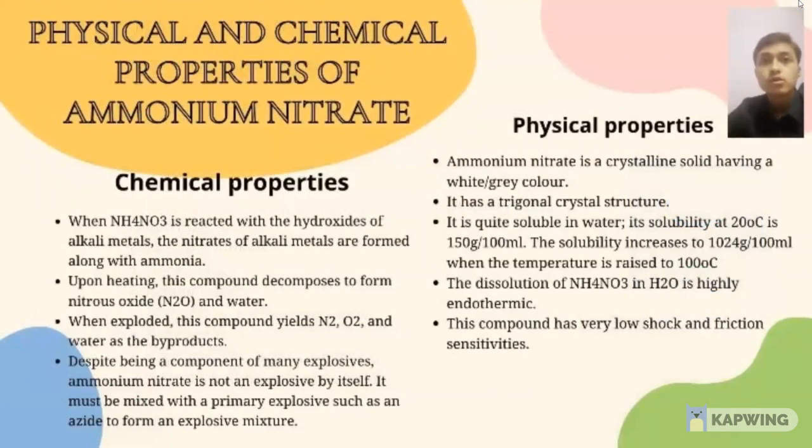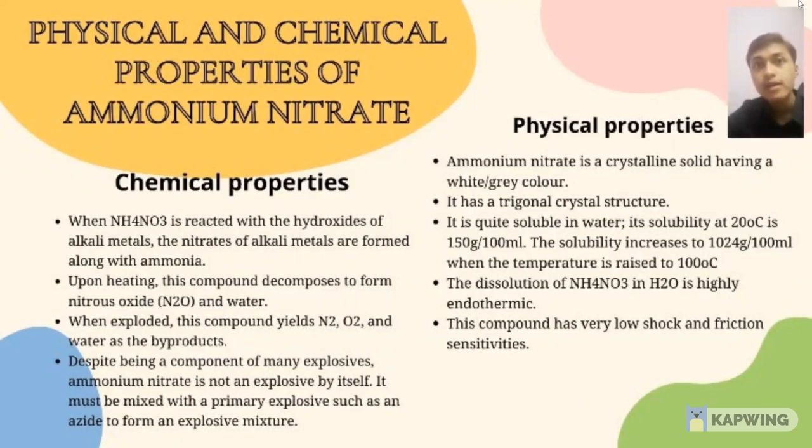So hello guys, my name is DANY HAIKAL, and I'm going to explain the physical and chemical properties of ammonium nitrate. So we go to the chemical properties of ammonium nitrate. For the first one, when ammonium nitrate reacts with hydroxides of alkali metals, the nitrates of alkali metals are formed along with ammonia. Next, upon heating, this compound decomposes to form nitrous oxide, which is N2O, and water.